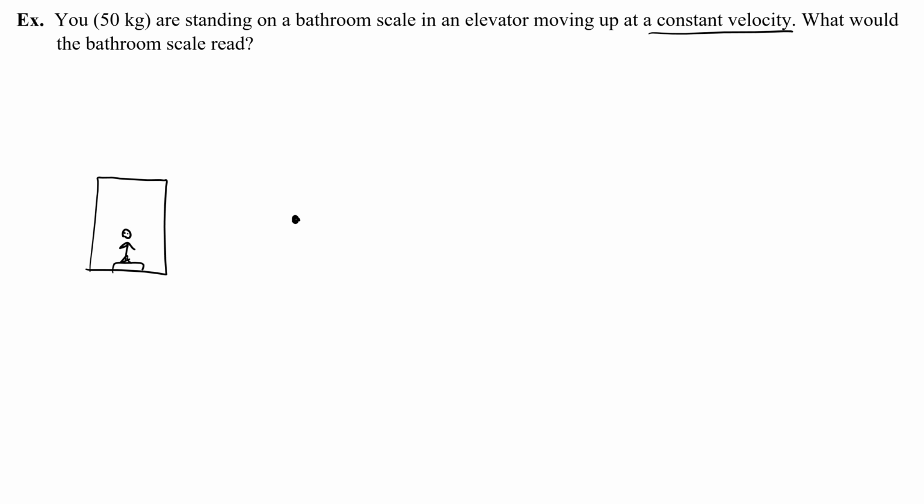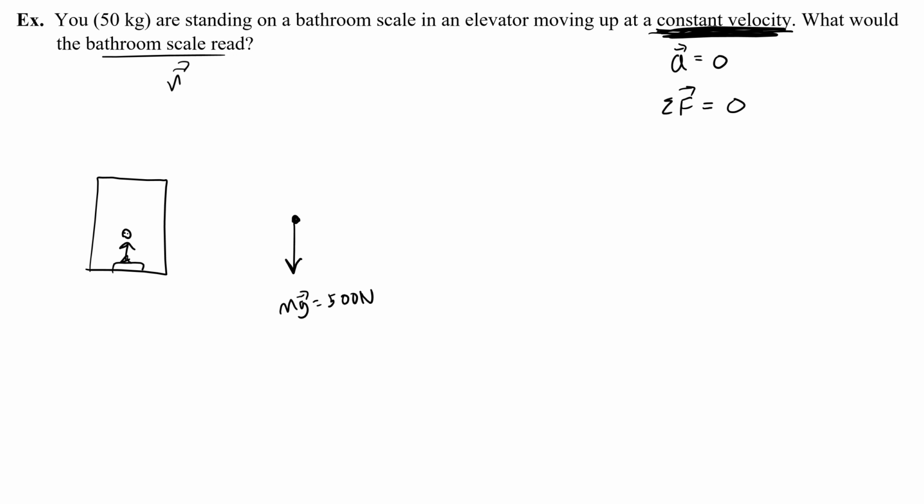I know that you would have a weight force of 500 newtons. But what about the normal force? What would the bathroom scale read? Well, here's what's crazy. Constant velocity. Constant velocity, what does that mean? Well, that means the acceleration is 0 because the velocity is not changing, and therefore the forces are balanced. The net force is 0.